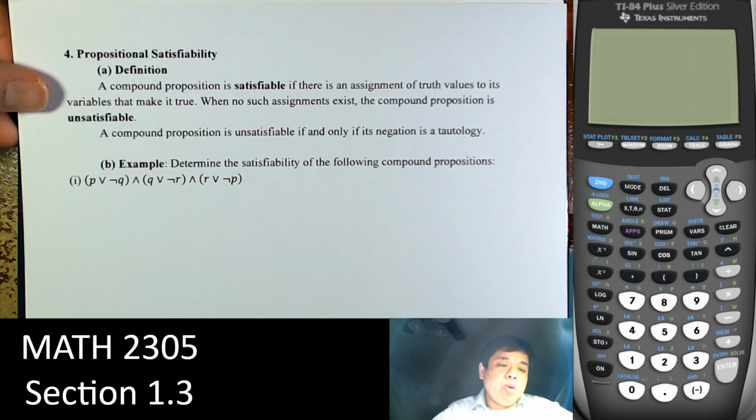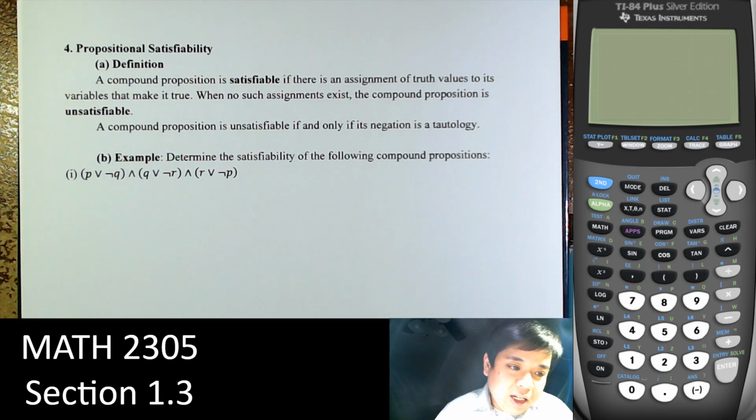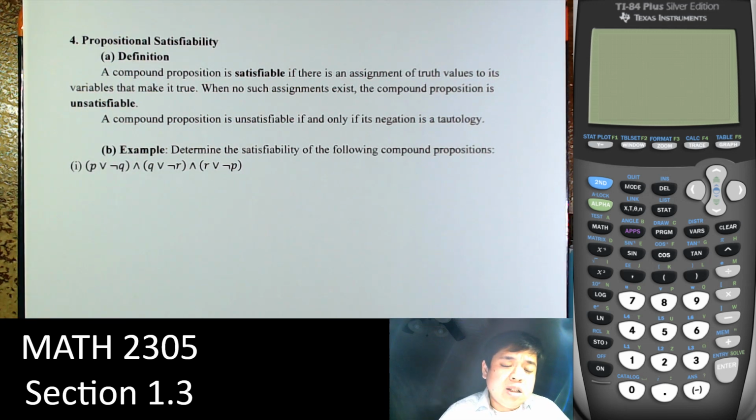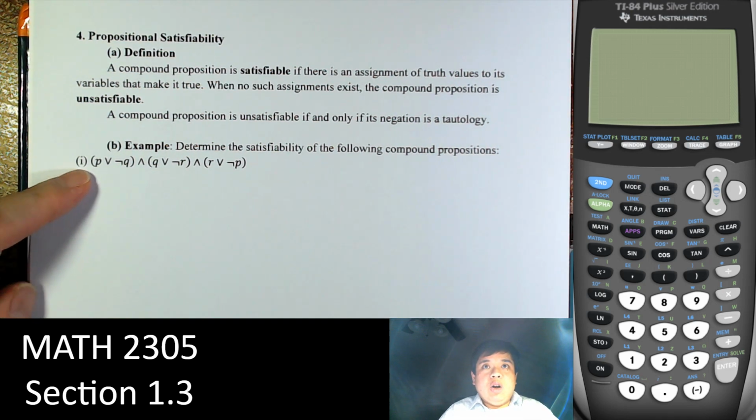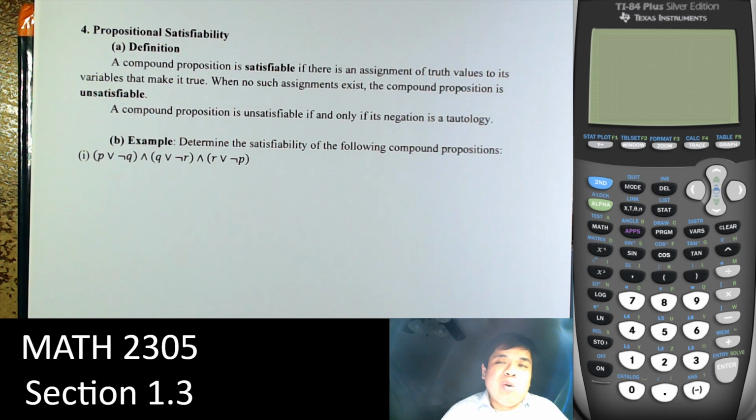Right, propositional satisfiability. A compound proposition is satisfiable if there exists an assignment of truth values to its variables so that it is true. If we cannot come up with that, then it's going to be unsatisfiable. Right, so determine the satisfiability for the following. Of course, constructing the truth table for this is quite a lot of work, so we're not going to do that. So we're just trying to think.